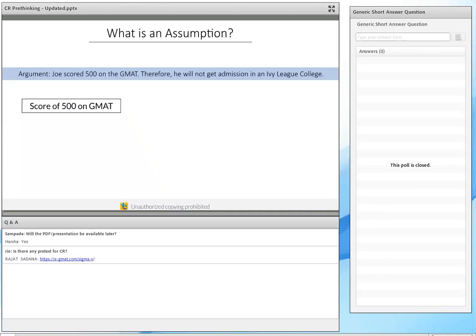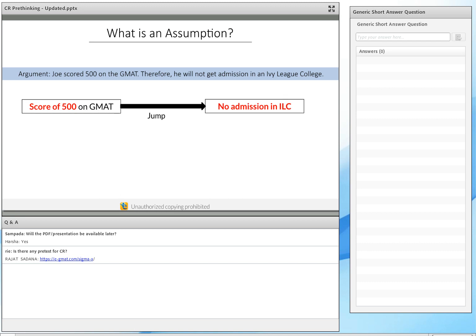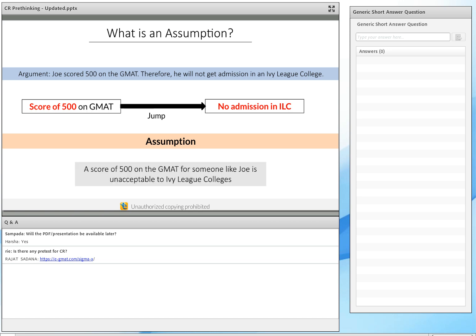So the author gives you a data point. It says Joe scored 500 on the GMAT. And then based on this, the author makes a claim. It says Joe will not get admission into an Ivy League college. And while doing that, the author makes a jump from that score of 500 on the GMAT to no admission in an Ivy League college. And while making that jump, what the author assumes is that a score of 500 for someone like Joe is unacceptable to Ivy League colleges.